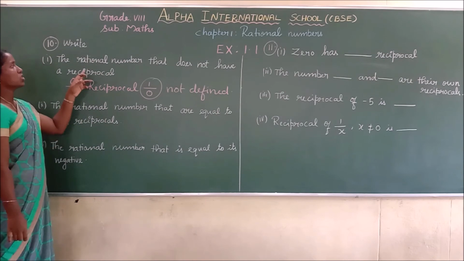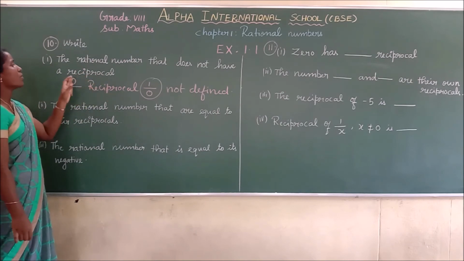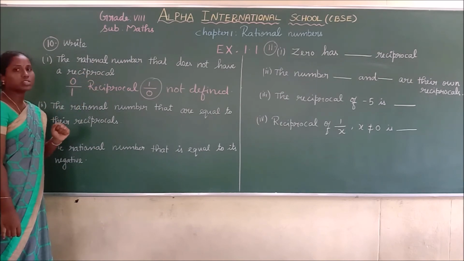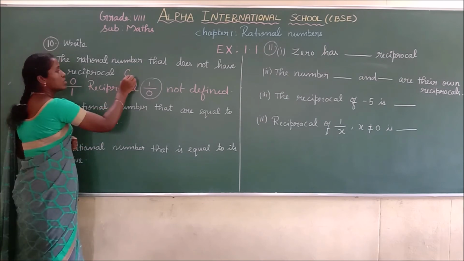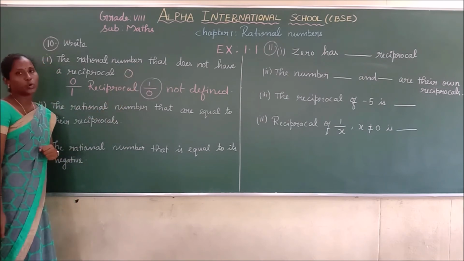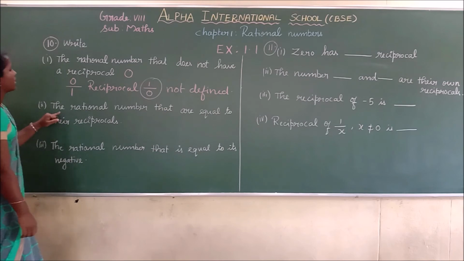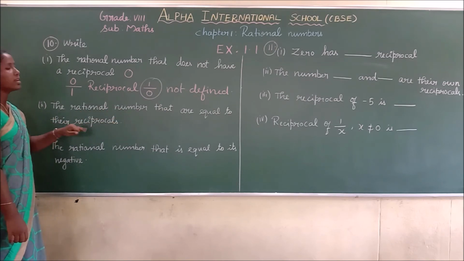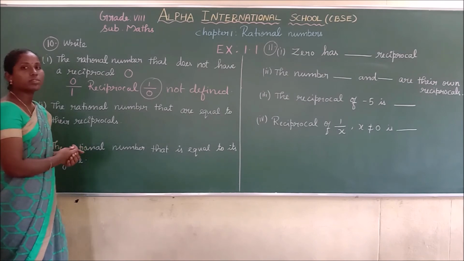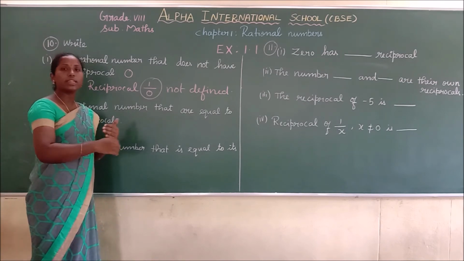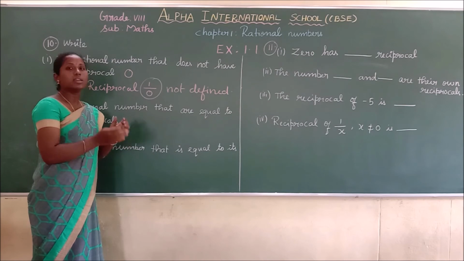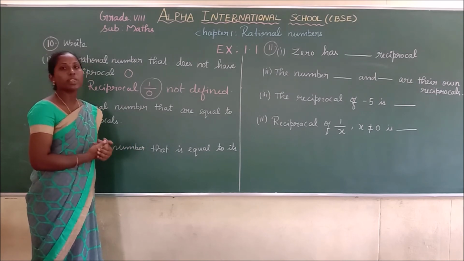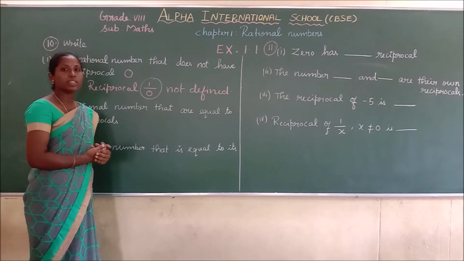So for this question, which rational number does not have a reciprocal? 0. 0 does not have a reciprocal. Next question: the rational numbers that are equal to their reciprocals. Which rational numbers are equal to their reciprocal? If you take the reciprocal of the given number, it should be equal to it.